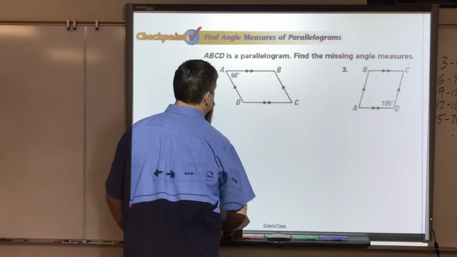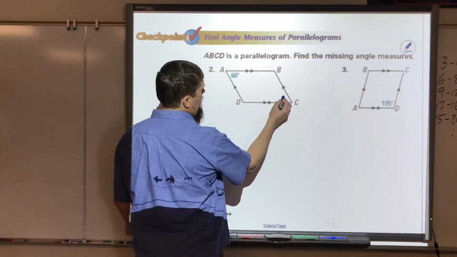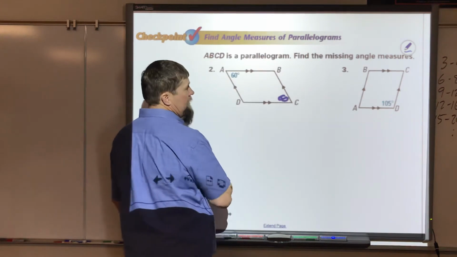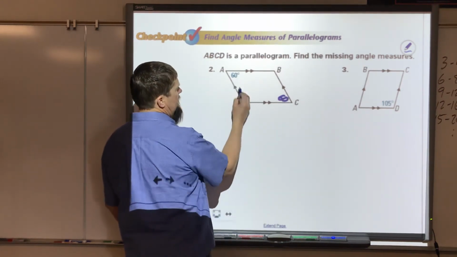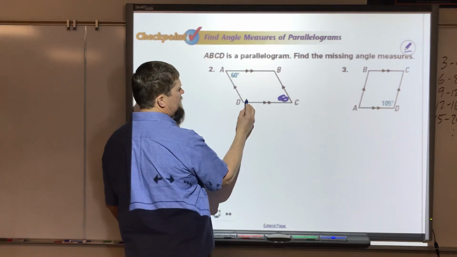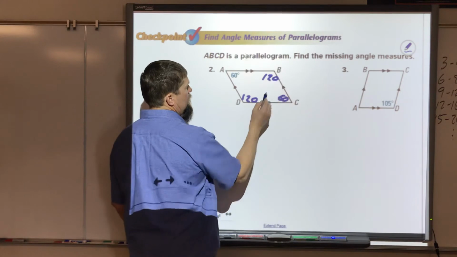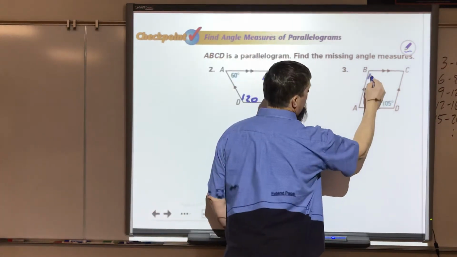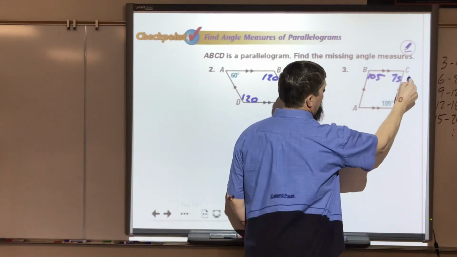Okay, welcome back. We've got opposite angles are congruent. So that one's 60. Same side interior or consecutive angles are supplementary, so that's 120. And this also is 120. Here, this is 105. This has to be 75.